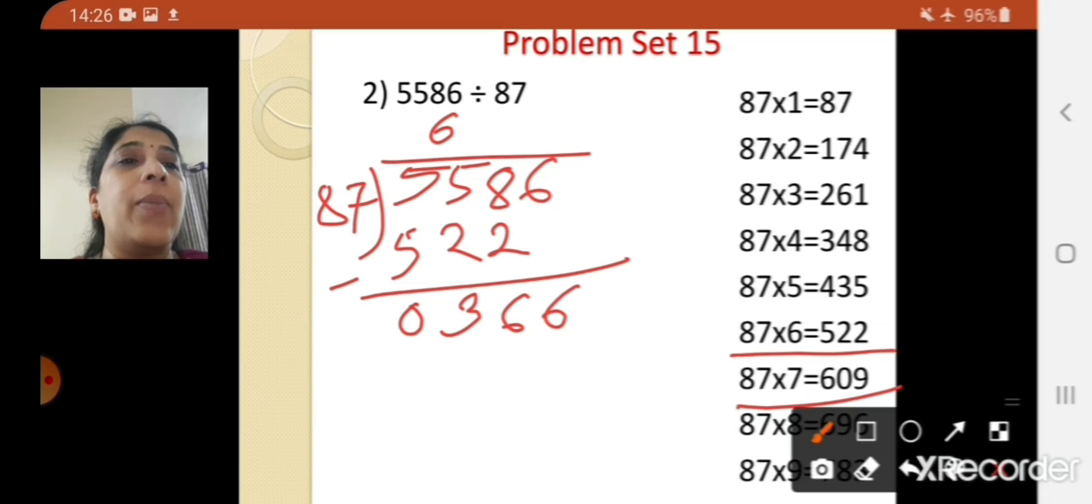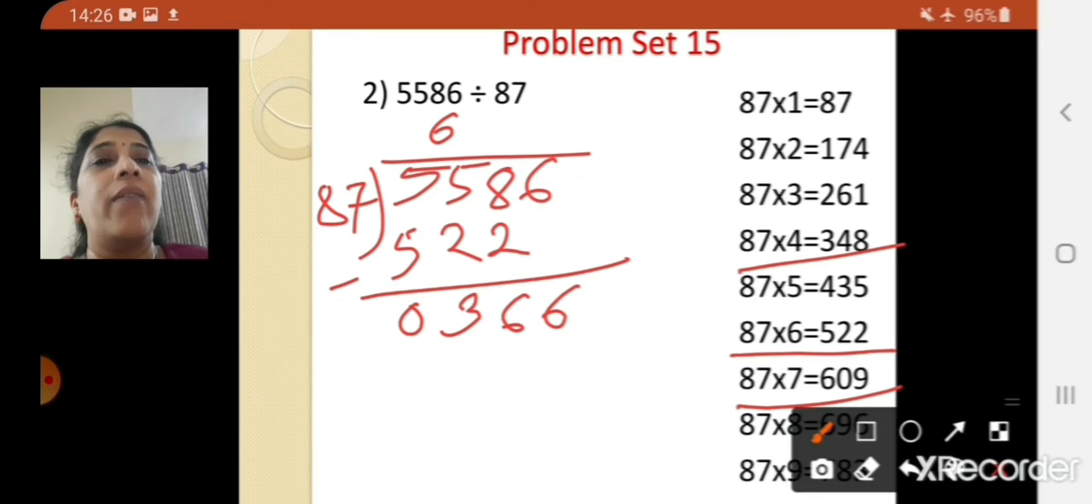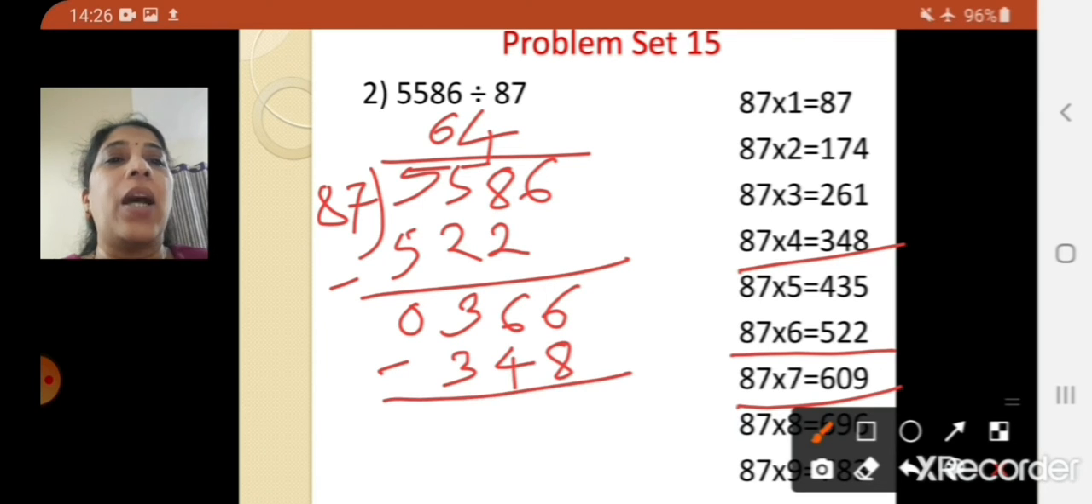Now where can you see 366? 366 is not there, but 87 4s is 348. So we will write 87 4s 348, right? Now 6 minus 8 you cannot subtract. So you are going to borrow 1 from the tens place, right? So this will become 16. So 16 minus 8 is 8, right? Now since you had borrowed 1 from the tens place, in the tens place instead of 6 it will be 5. So 5 minus 4 is 1 and 3 minus 3 is 0, right?